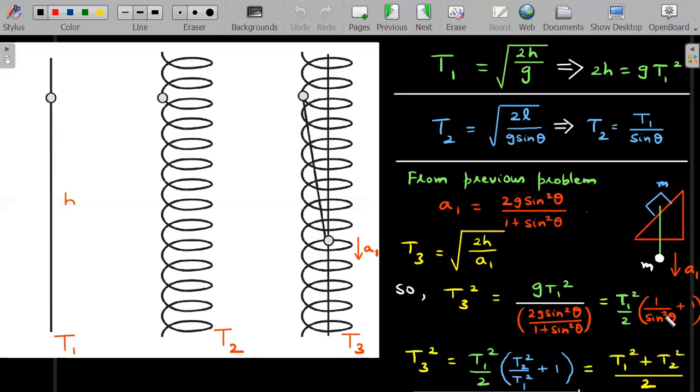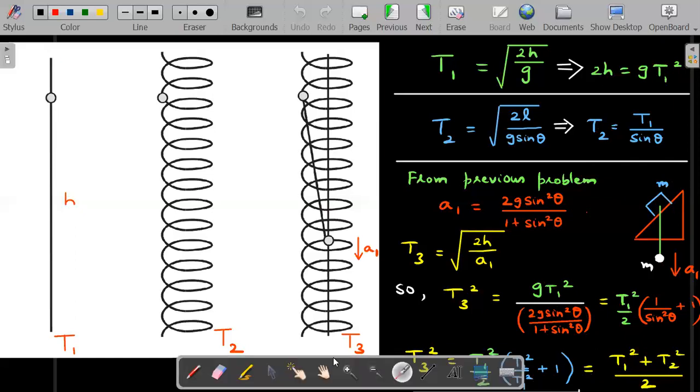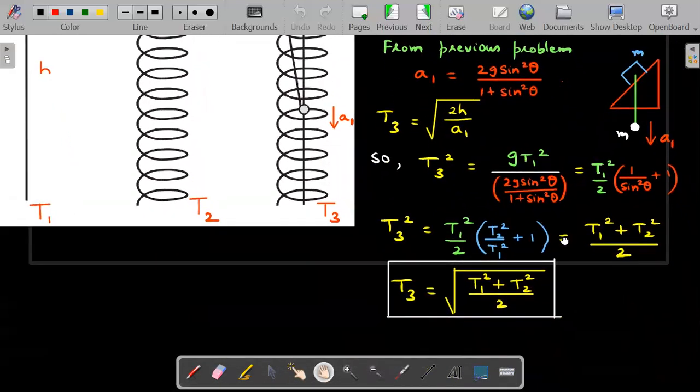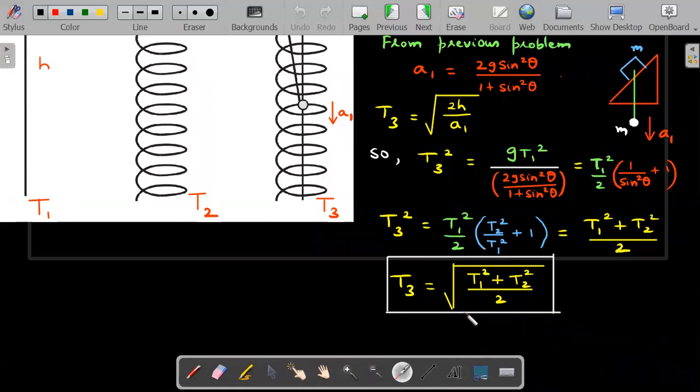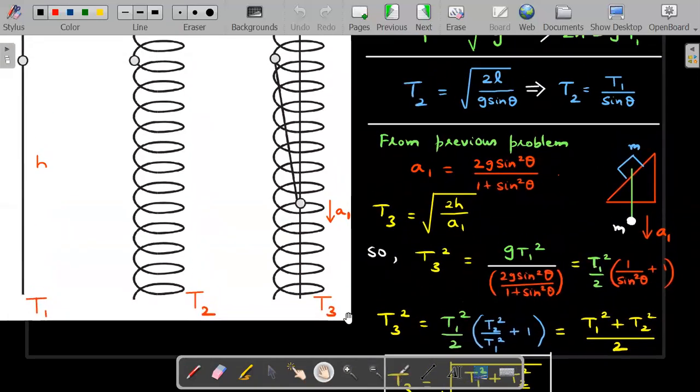So the last thing that is left out is to substitute for 1 by sine square theta, which is t2 square by t1 square. You can see that blue thing has been substituted here. Okay, and you rearrange, you will end up getting a simple looking arithmetic progression for t1 square, t3 square, and t2 square. So the value of t3 nicely comes out to be a simple looking expression, which is the answer given in the textbook.